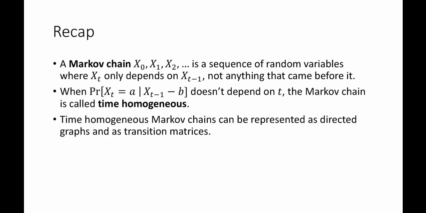So that's a brief introduction to Markov chains. To recap, a Markov chain is a sequence of random variables where x sub t, the tth random variable, only depends on x sub t minus 1, but not anything that came before it. When the probability that x sub t is equal to a, conditioned on x sub t minus 1 being equal to b, depends only on a and b and not on t, the Markov chain is called time homogeneous. Time homogeneous Markov chains can be represented as directed graphs and also as transition matrices.